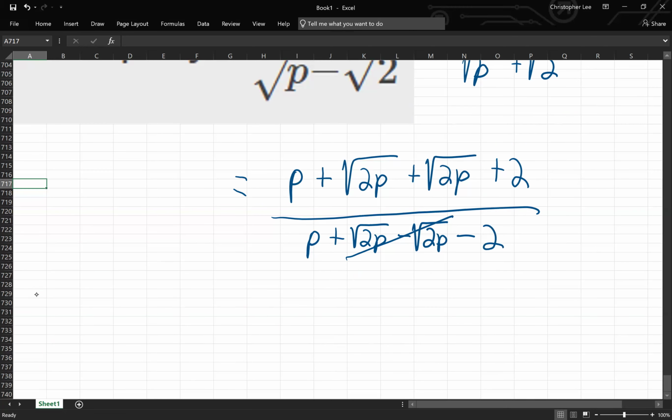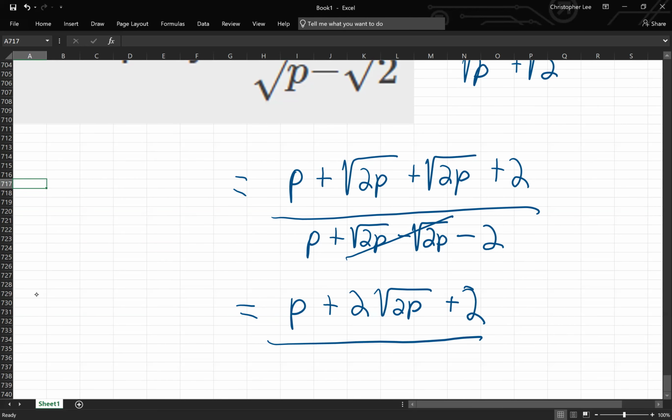The middle will cancel out. On the top, I will have p plus 2 square root 2p plus 2, divided by, it's very simply, p minus 2. That's it. That's our answer.